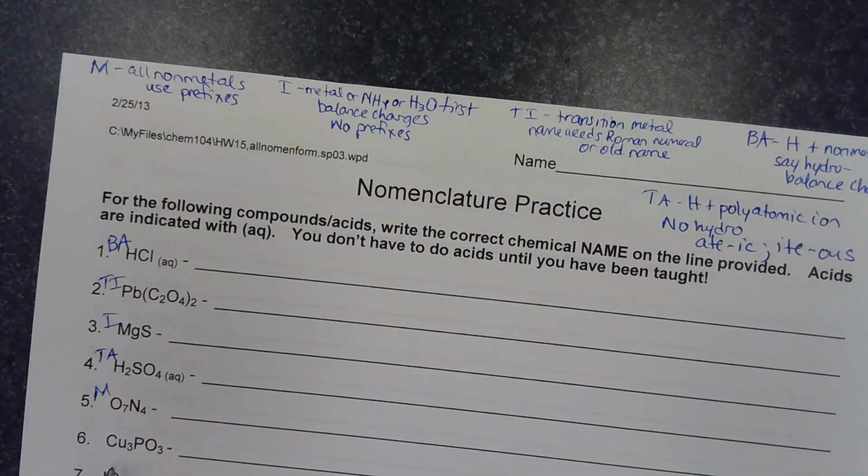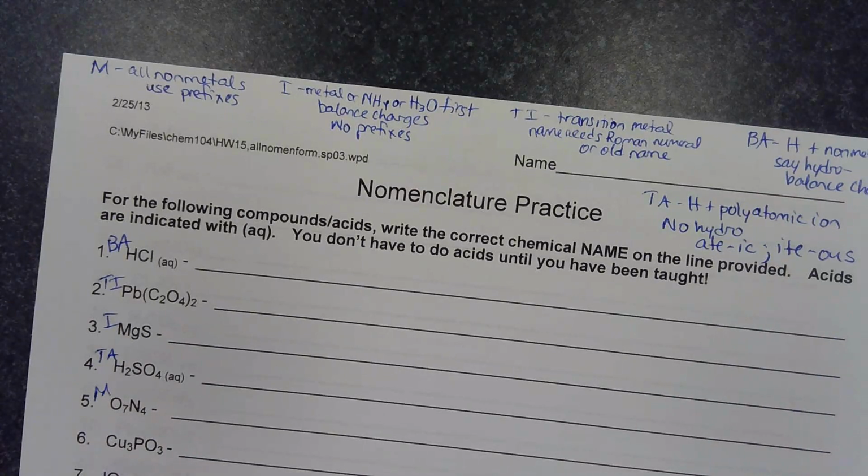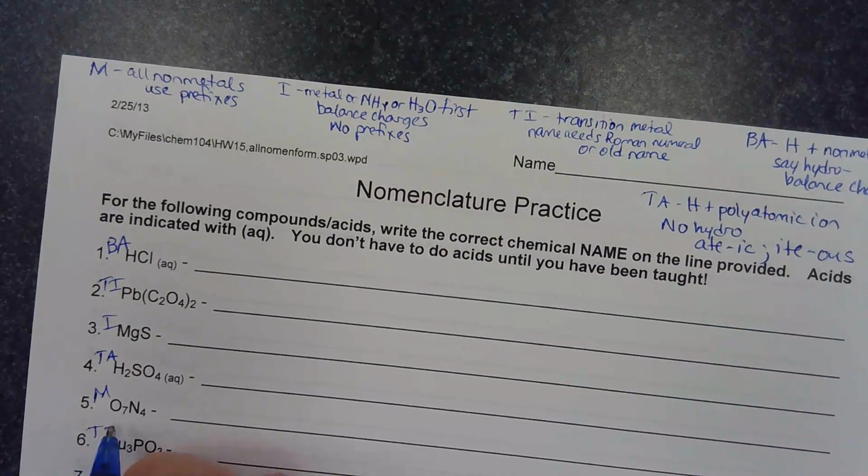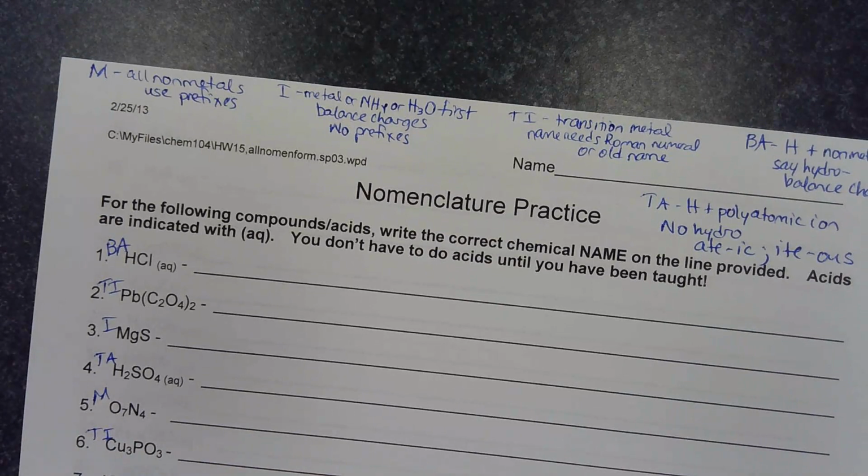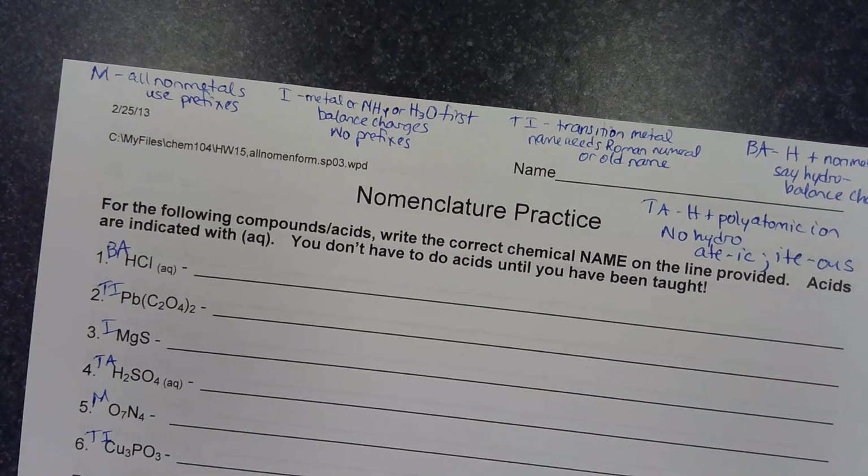Ionic, but what kind of ionic is it? It's transition metal ionic. So put Ti. IO3. Now I'm going to point out something here.